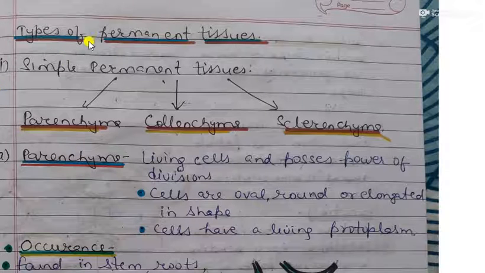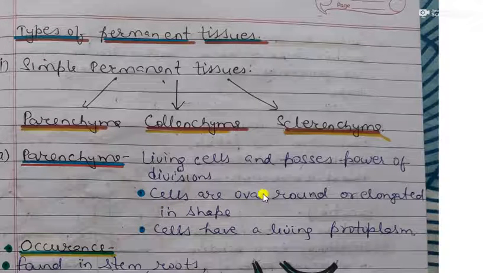Now permanent tissue is of two types, simple permanent tissue and complex permanent tissue. Simple permanent tissue is further divided into parenchyma, collenchyma and sclerenchyma. Now what is parenchyma? It is a type of simple permanent tissue. The cells of this tissue are living cells and they possess a power of division. It means they have a little power of division.